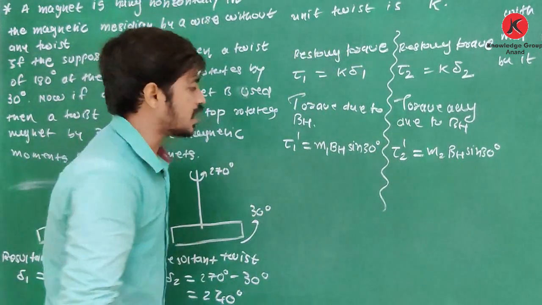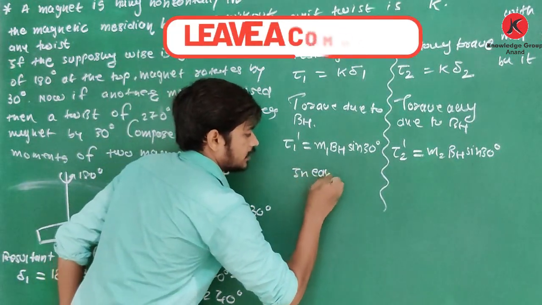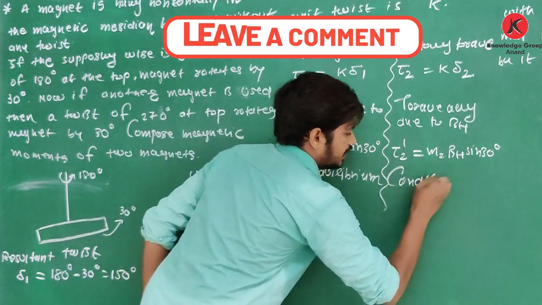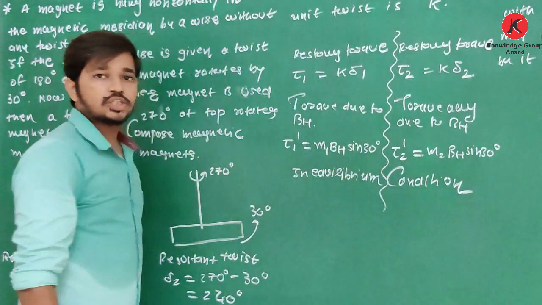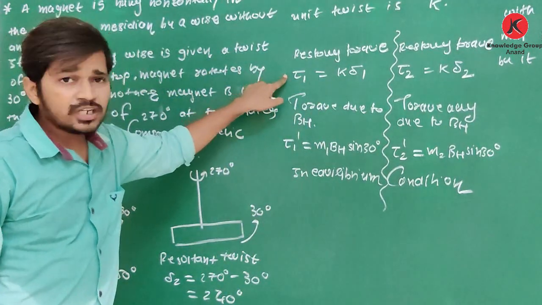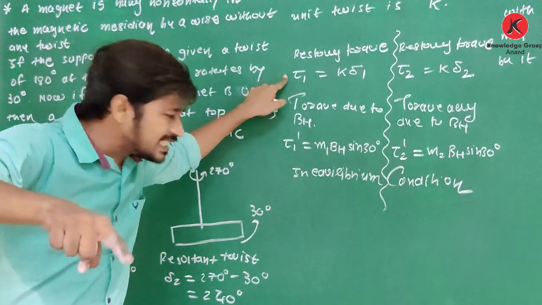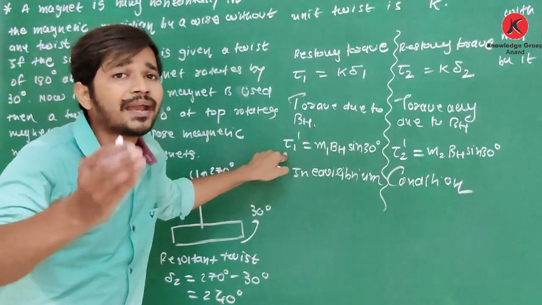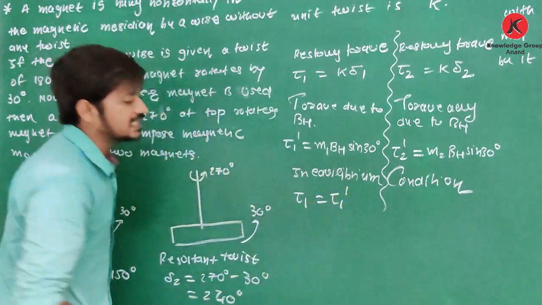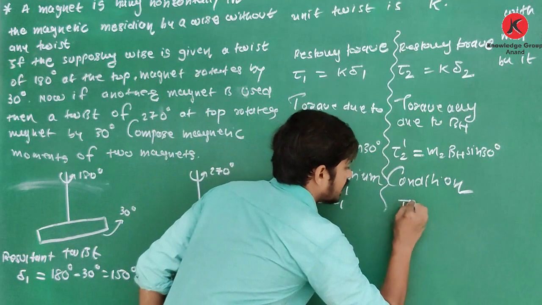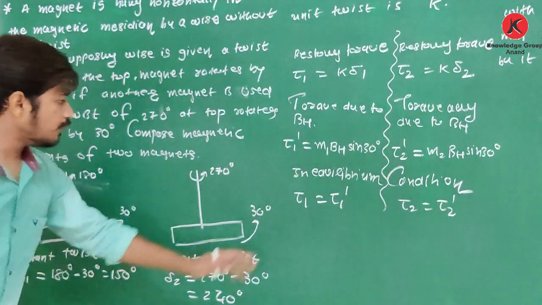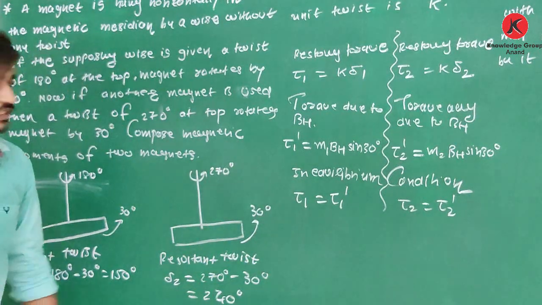In equilibrium condition, we know that the resultant torque is 0. It means the restoring torque produced due to twist is equal to the torque produced due to the magnetic field. So tau 1 is equal to tau 1 dash. Similarly, for the second magnet, tau 2 is equal to tau 2 dash. Clear about this?